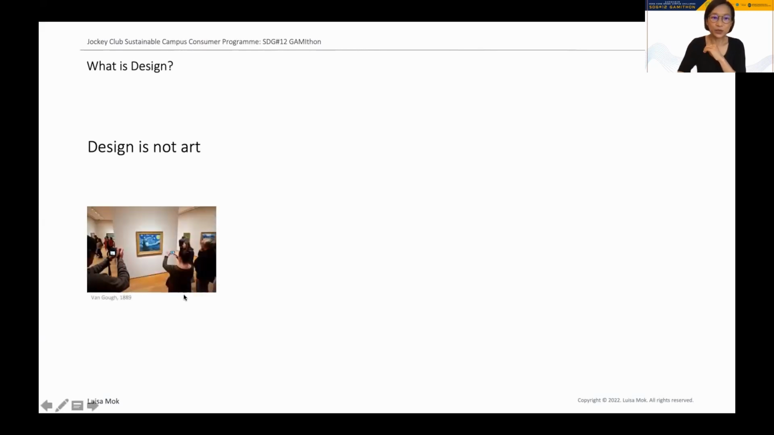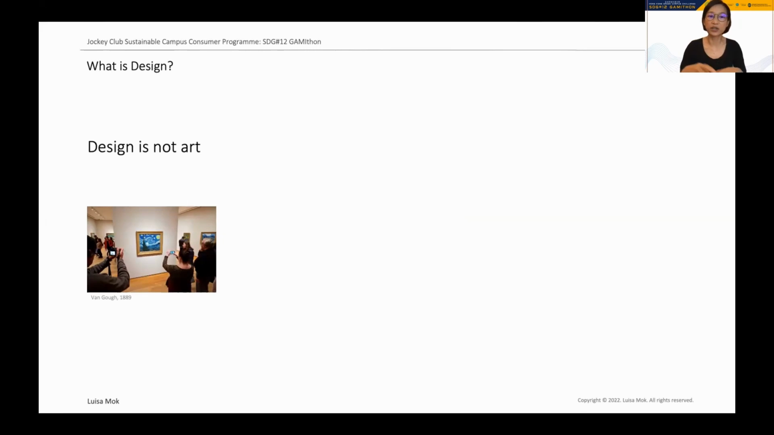So you see this photo. This is art. This is a painting by Van Gogh, put in the museum. So art, like paintings, sculptures, or other art pieces, are put in the museums. But design is not something to be put in the museum. Design is in daily life. It is surrounding us. And art is more for appreciation. So we always appreciate beautiful art or meaningful art. And design is to provide a function and to serve the needs of people.